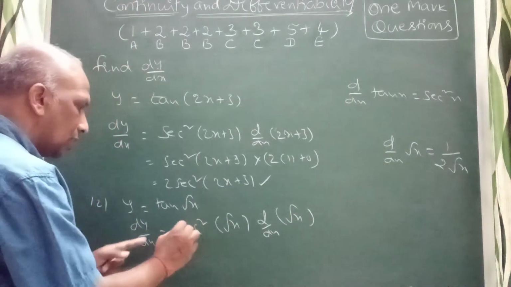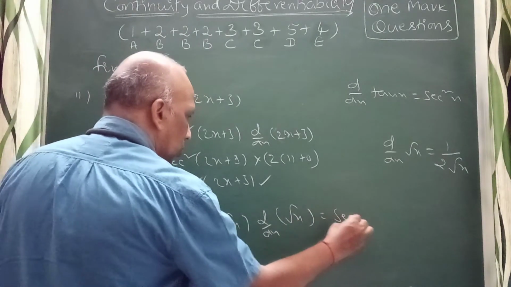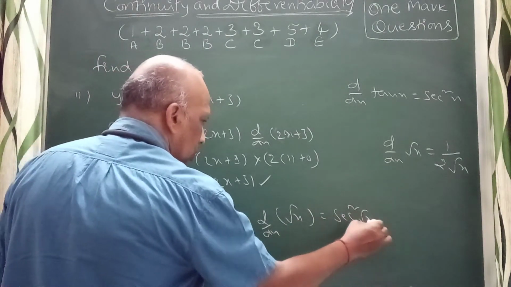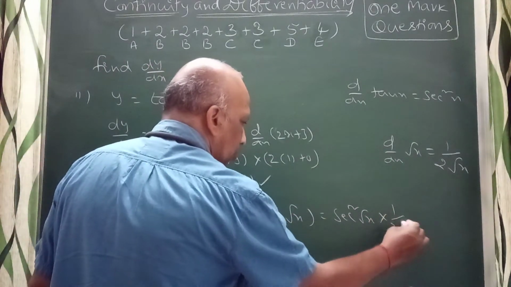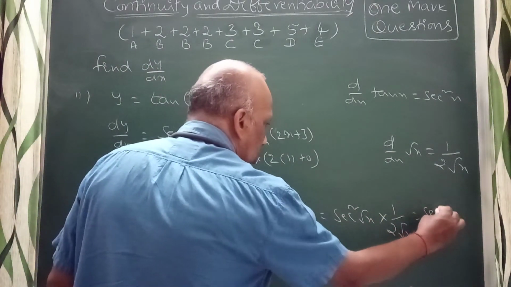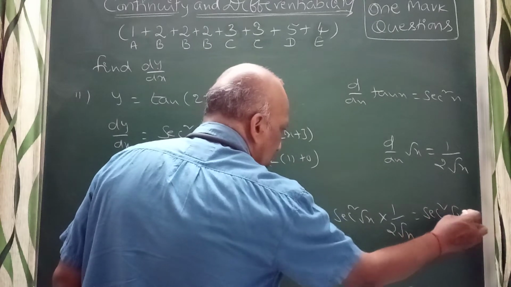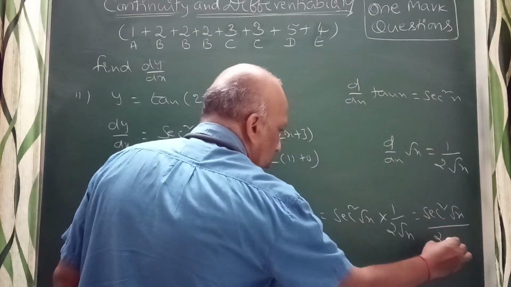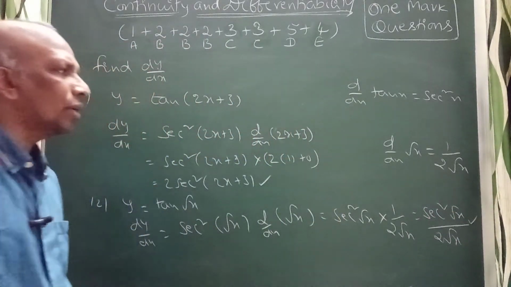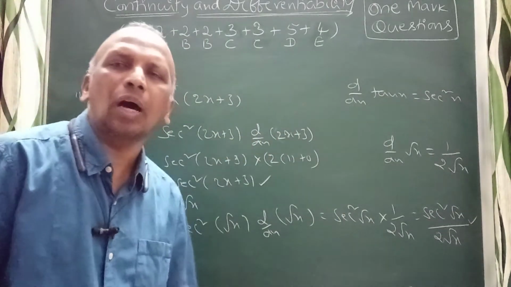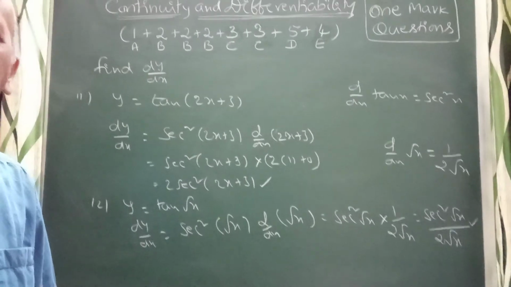You can check that it is secant square root x into the derivative of root x, 1 by 2 root x. So your answer is secant square root x by 2 root x. This is correct. Now I will explain the next problem.